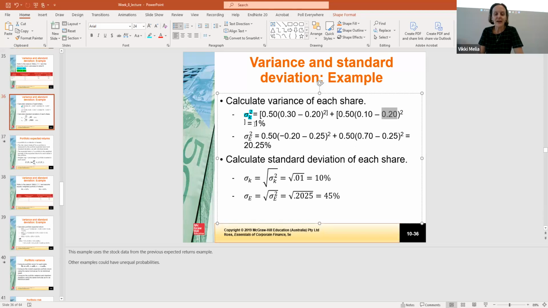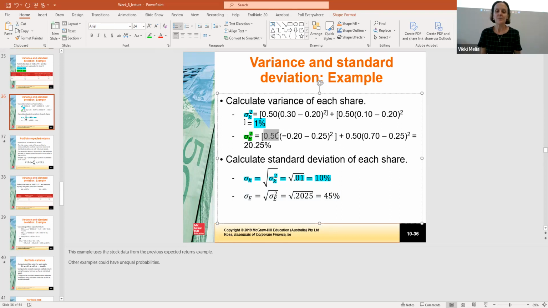So when we calculate, the variance is 1%, 0.01. The standard deviation is the square root of the variance. The square root of 0.01 is 0.1 or 10%. So the standard deviation for the asset shares in Kiwi is 10%. We also need to calculate the standard deviation for shares in Emu. So we do the same thing.